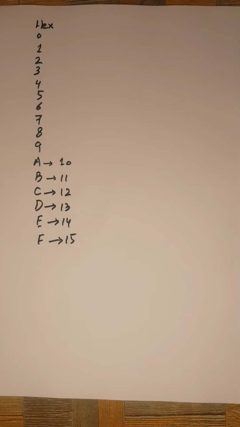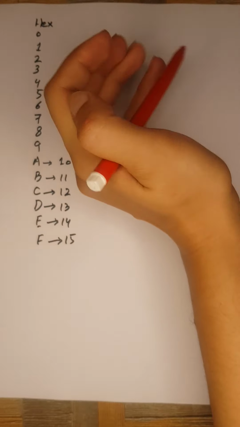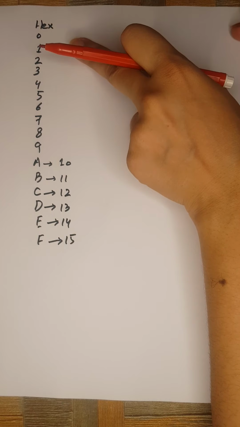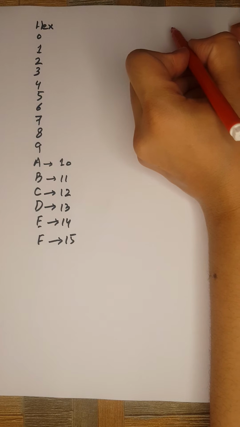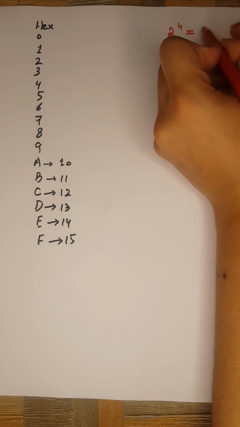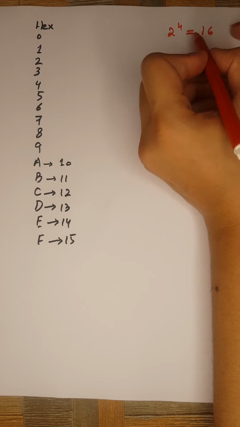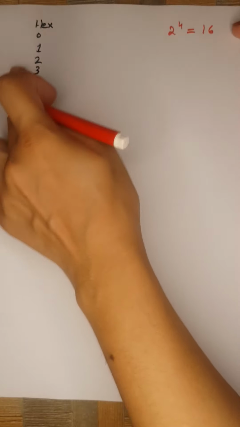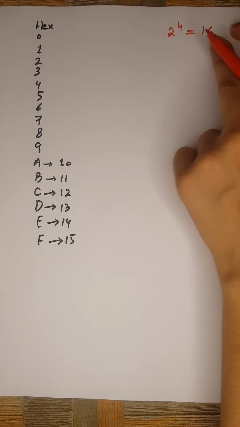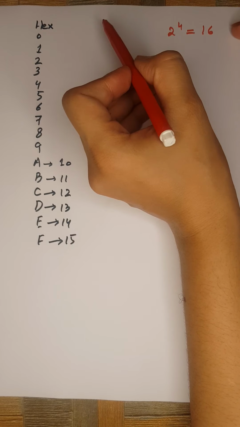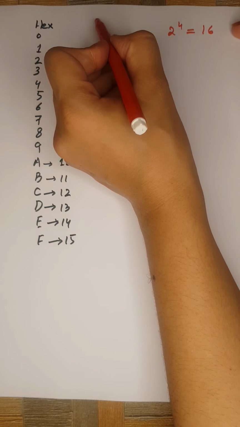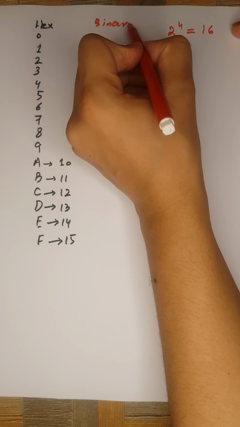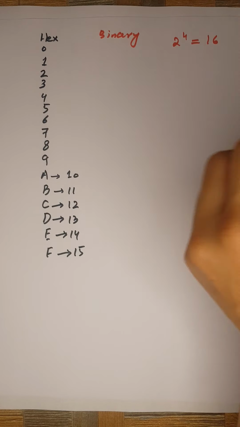Fine. So let's see how these binary codes for the hex numbers are generated. Since the range is from 0 to 15, we will need at least 4 bits. 2 raised to power 4 is equal to 16, so we can represent a total of 16 hex numbers using 4 bits. So the minimum number of bits required for representing a hex digit is equal to 4.